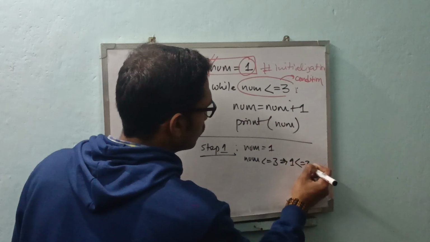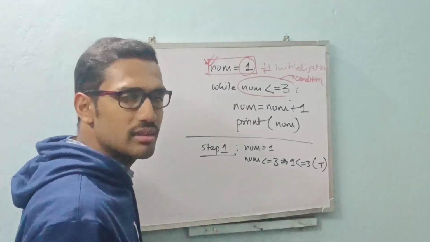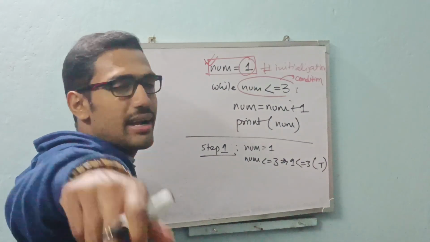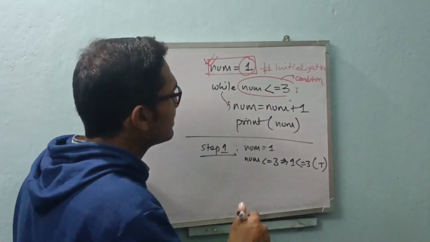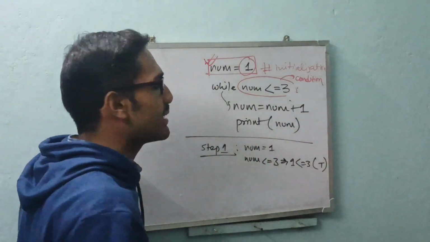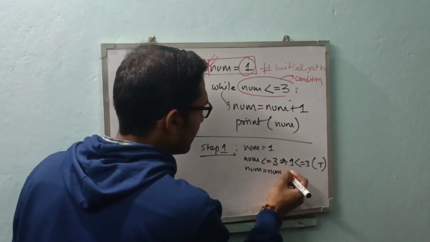1 is less than or equal to 3, and it is evaluating to true. Obviously it's less than 3. So since the condition is true, it will move into the body. It is moving into the body, and what is the first statement? It is incrementing the value. So num is getting incremented by 1.